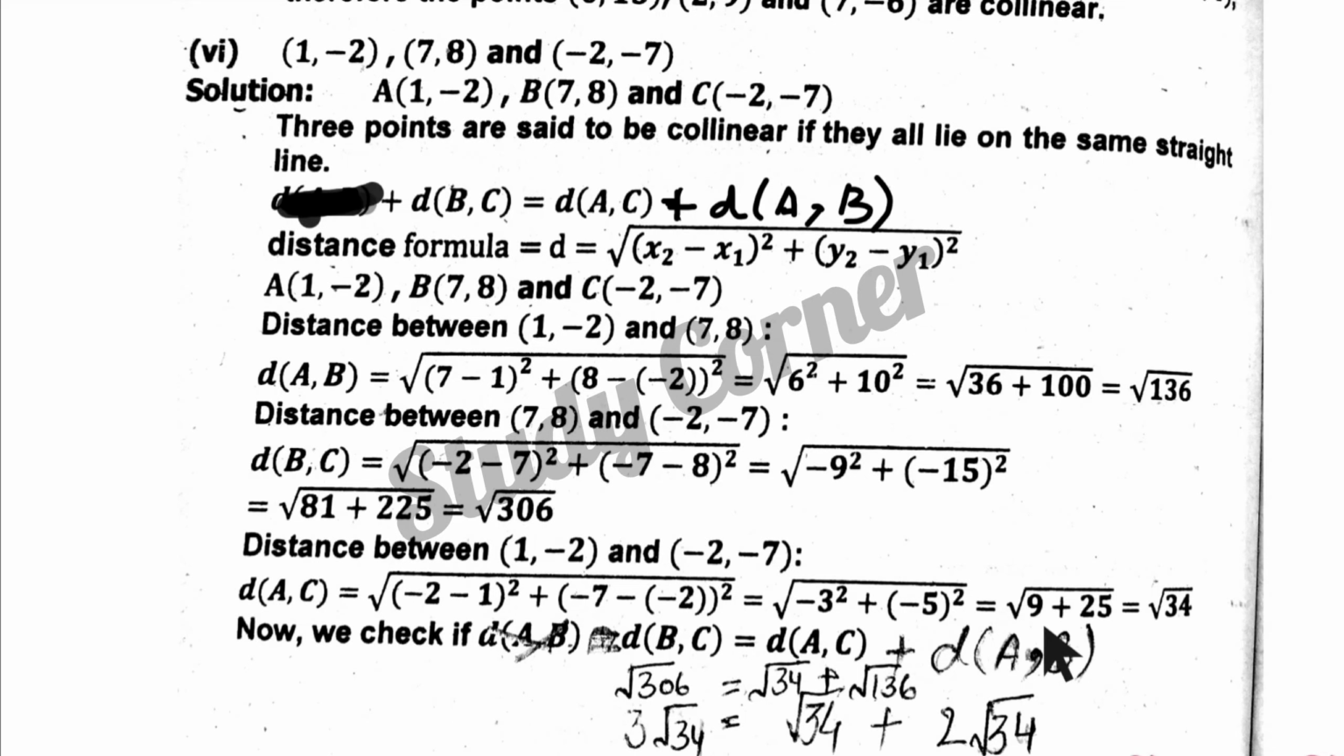And by distance formula, to show that these 3 points are collinear, we have to show that the distance between BC should be equal to the distance between AC and the sum of the distance between AB. So D of BC is equal to 3 times square root of 34. Distance between AC is square root of 34. Distance between AB is 2 times square root of 34. And when we add these two, we get 3 times square root of 34. So these two sides are equal. It means that the given 3 points are collinear by distance formula.